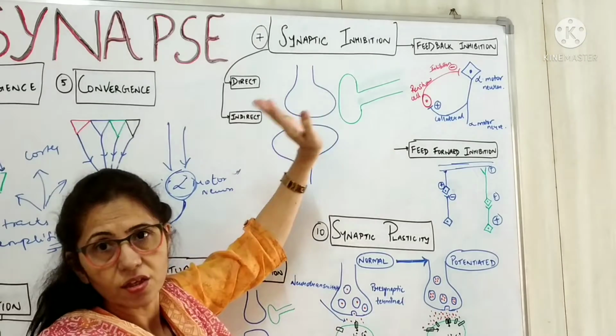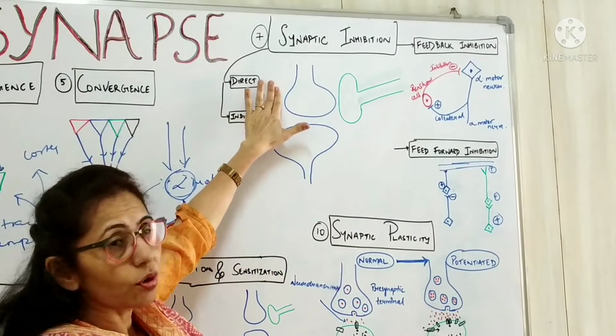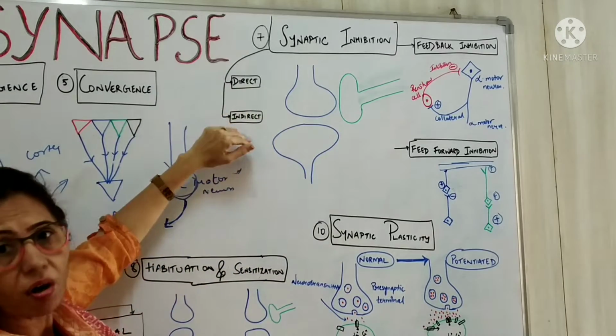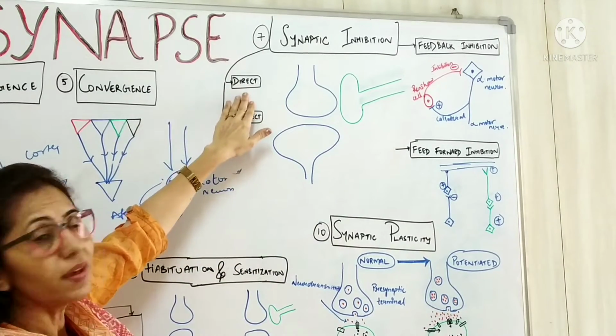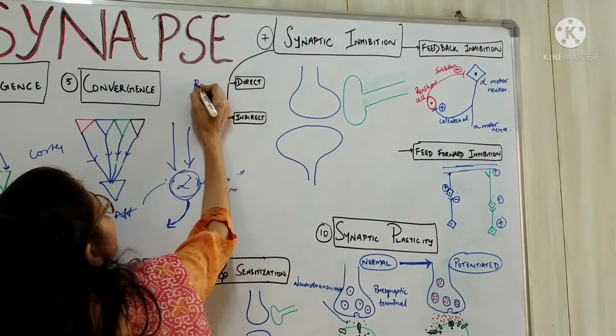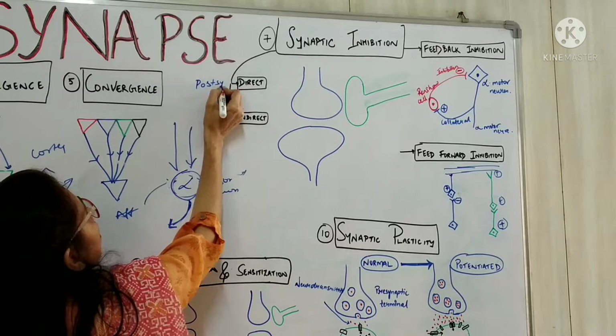It can be asked separately as a short note, so this is a very important property. Now synaptic inhibition can be of two types, direct inhibition or indirect inhibition. First we will take direct inhibition. Direct inhibition is also called postsynaptic inhibition.